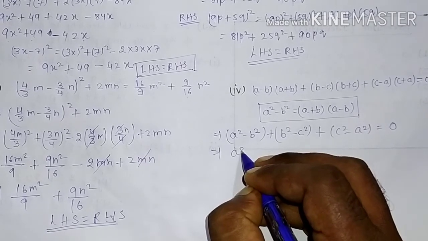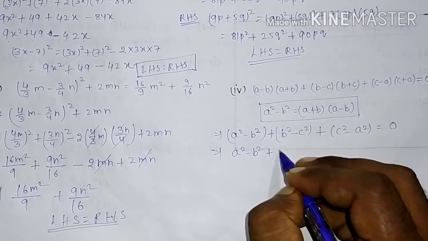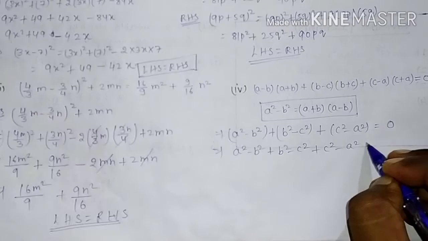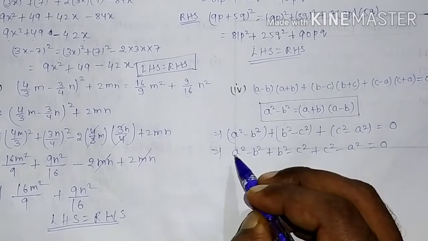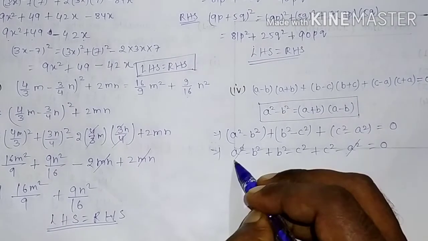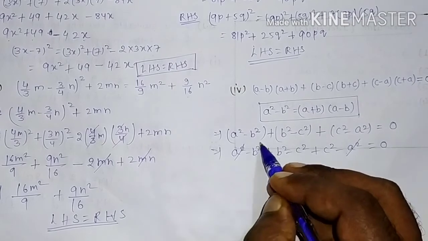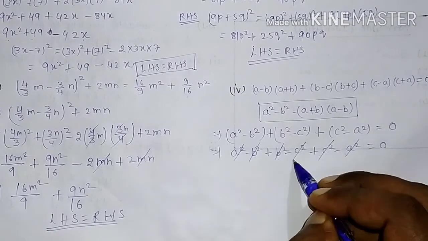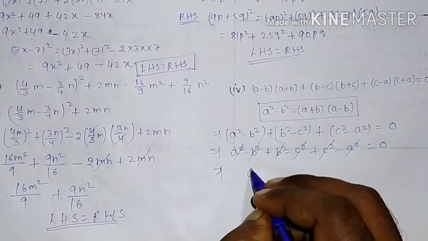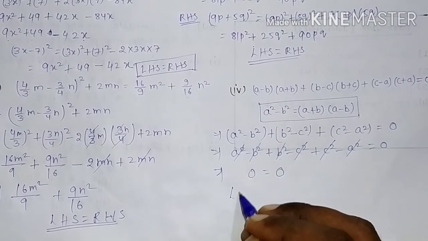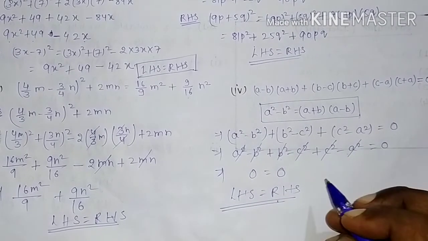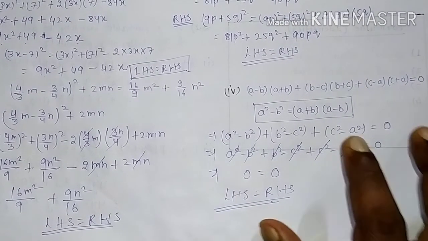Now just open the bracket. So A square minus B square plus B square minus C square plus C square minus A square equals 0. Now A square minus A square will cancel out. Minus B square plus B square will also cancel out. Minus C square plus C square will cancel out. So here 0 equals 0 and LHS equals RHS. So it is verified. So it's a very easy question.